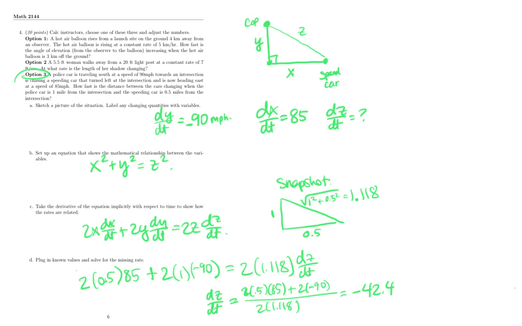So what that means is that the distance between the cars, that's the z, is changing at a rate of negative 42.4 miles per hour. So that means the distance between the cars is decreasing because it's a negative value. Okay, that's all for that assessment.